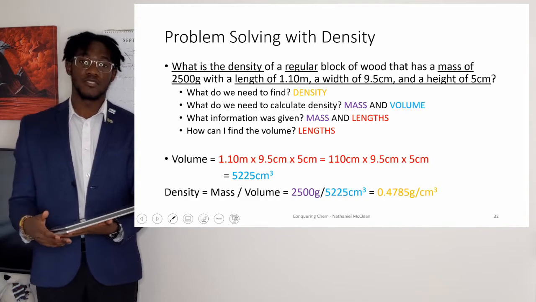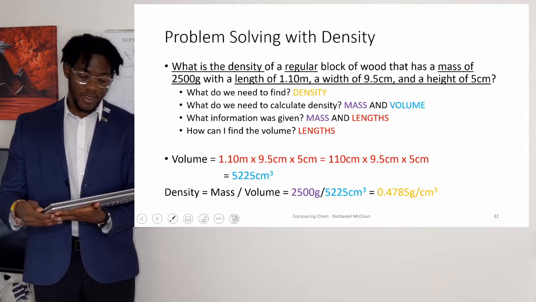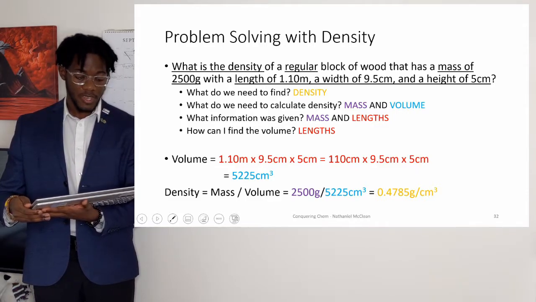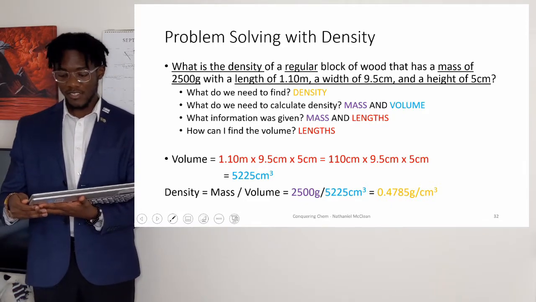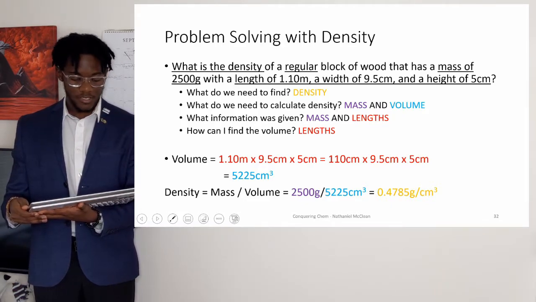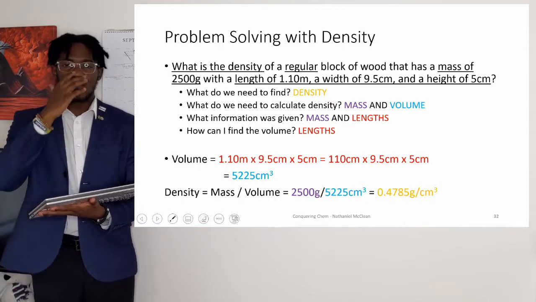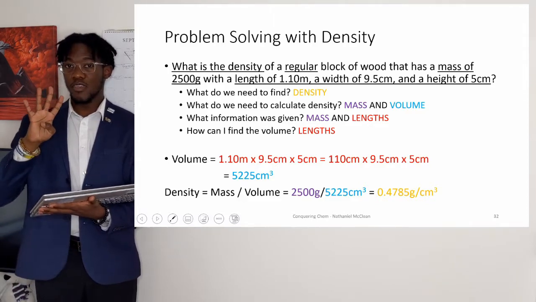Now, jumping straight into a problem. This question reads, what is the density of a regular block of wood that has a mass of 2,500 grams with a length of 1.10 meters, a width of 9.5 centimeters, and a height of 5 centimeters? Now, this is a whole mouthful, but what I like to do with every question is to break it down. I break it down into 4 main parts.